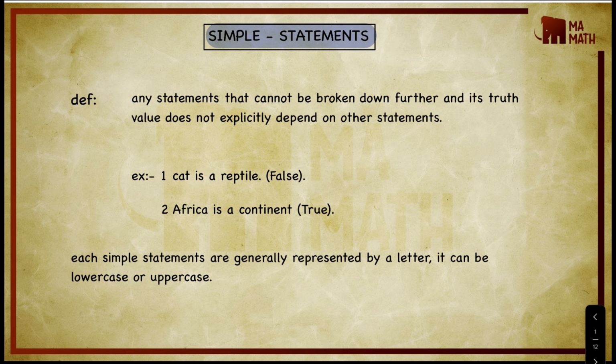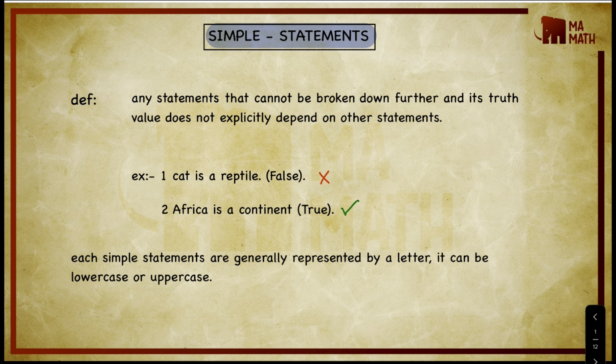So to summarize, simple statements are any statements that cannot be broken down further, and their truth value, which is a true or false value, does not explicitly depend on any other statements. Now I can give you an example. Let's say: cat is a reptile. This is an example, but as we know, the statement is actually false. It doesn't matter, it just needs to have a truth value. Basically it could be false or true. The second example is: Africa is a continent, which is actually true.